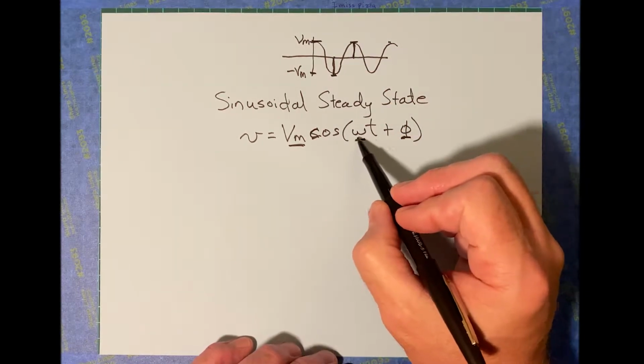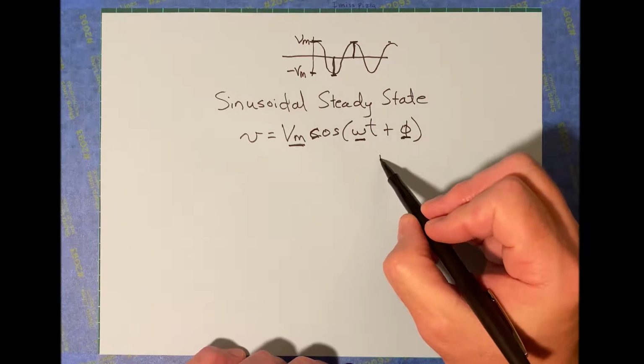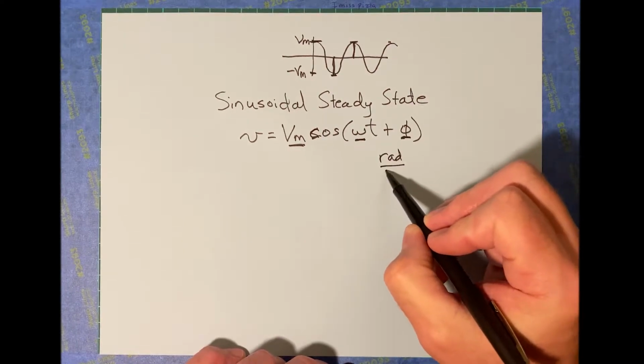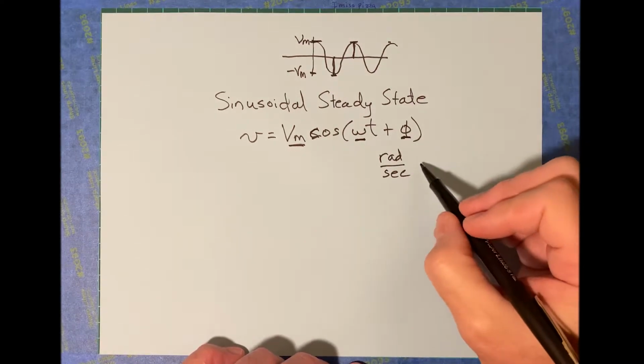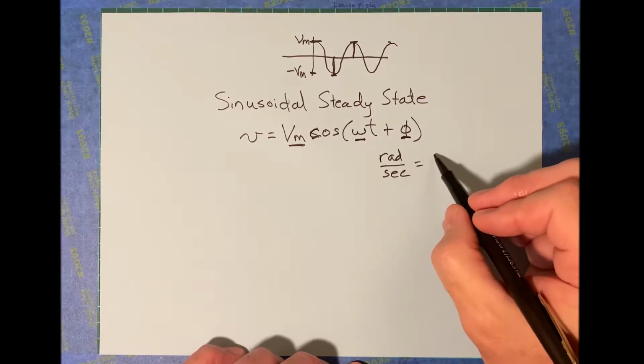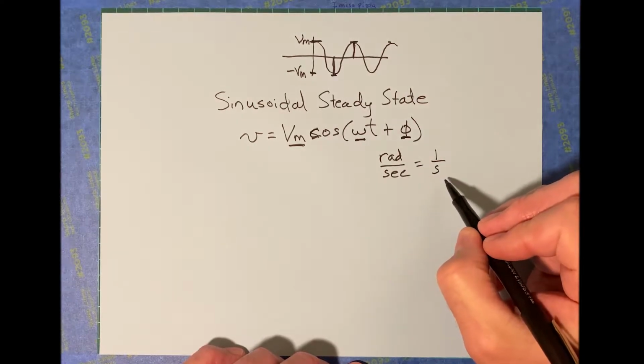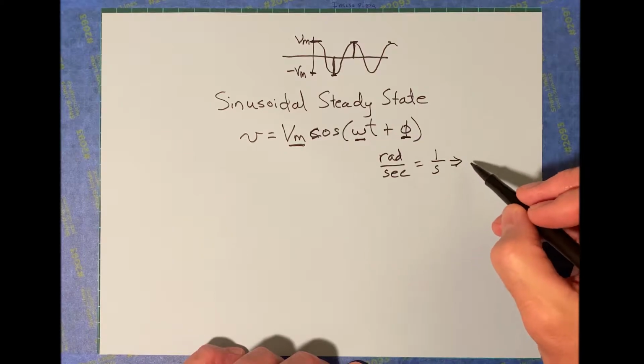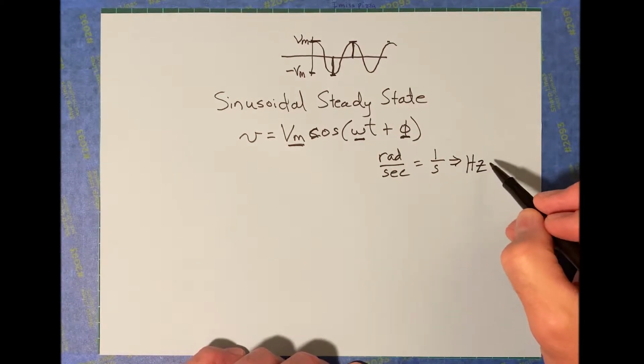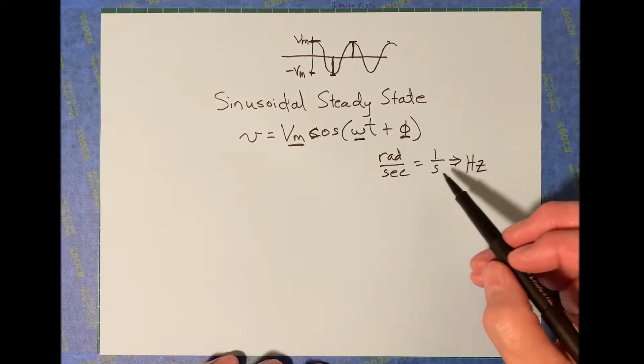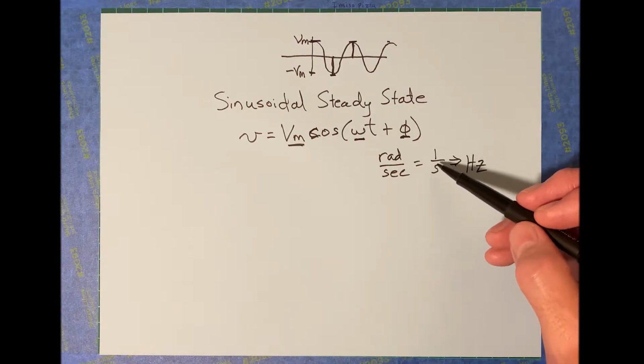Now this omega is the angular frequency and it has units of radians per second. Now radians per second, since radians are unitless, we usually call that 1/seconds, and that, known by another name, is called a hertz. So a hertz is a something per second.